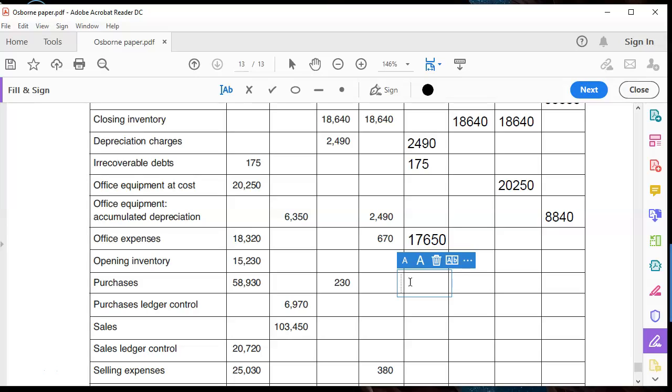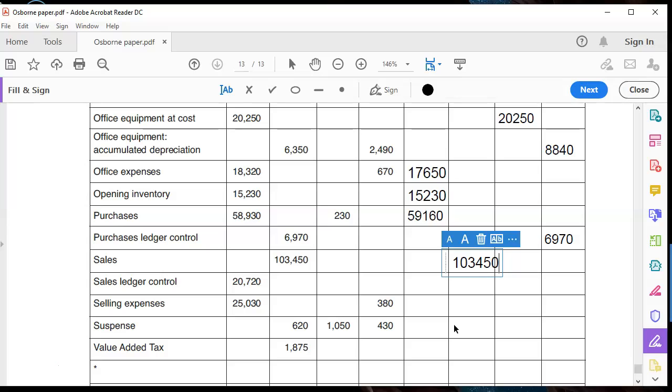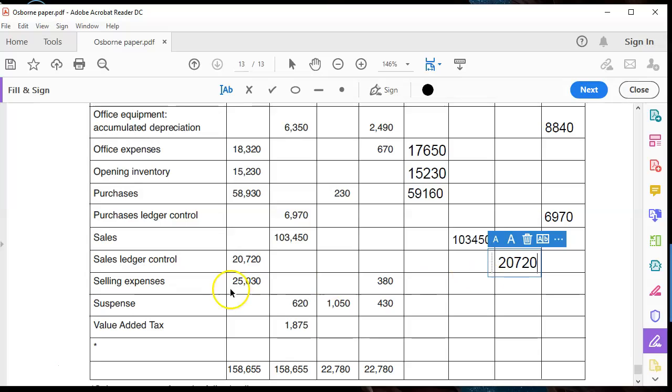Purchases is also an expense, SPL debit. You have two debits, 58,930 plus 230, which is 59,160. Then purchase ledger control, PLCA, is your liability. We'll go into the SOFP on the credit side. Sales is an income, SPL on the credit, 103,450. Sales ledger control account, asset, SLCA, SOFP on the debit side.